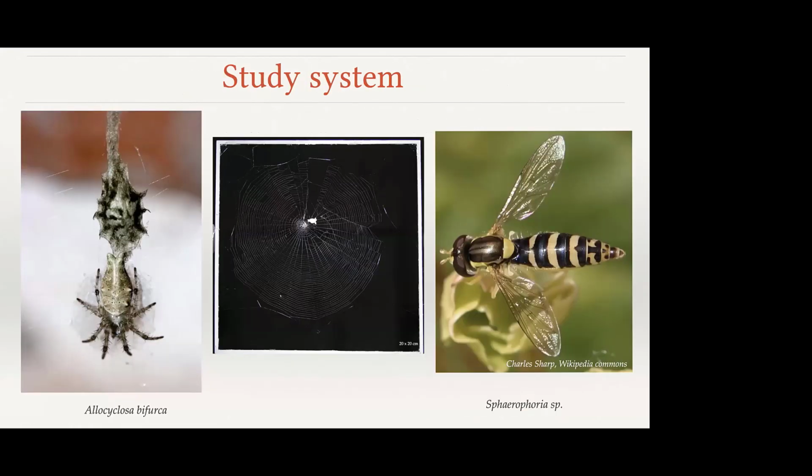So to explore this, I used Allocyclosa bifurca as my study species. Here's the spider. This is an egg sac, which looks roughly the same coloration as the spider. They build these nice vertical orb webs, quite small. This is a 20 by 20 centimeter frame that they're building in. And we looked at a hoverfly of the genus Spherophoria as a potential prey.